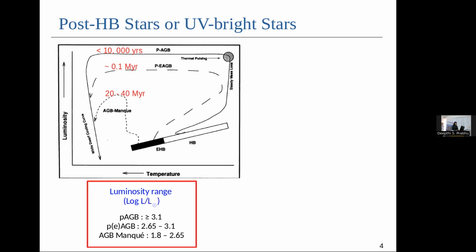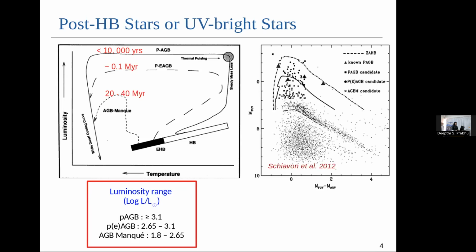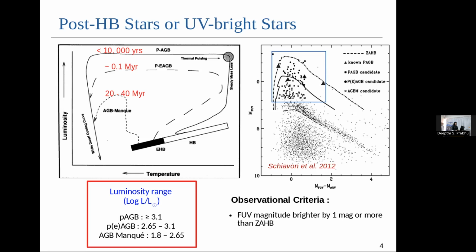So it is really important to understand how post-HB stars evolve and the incidence of evolution. The study in question used data of 44 globular clusters. They made a complete list of post-HB stars in about 22 globular clusters using Galactic UV observations. To observationally identify these stars, we need UV color magnitude diagrams, where the color is FUV minus NUV and the UV magnitude is on the y-axis.